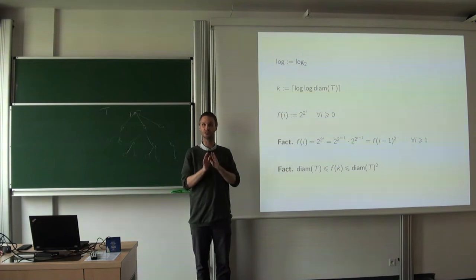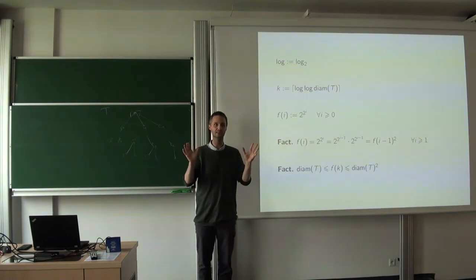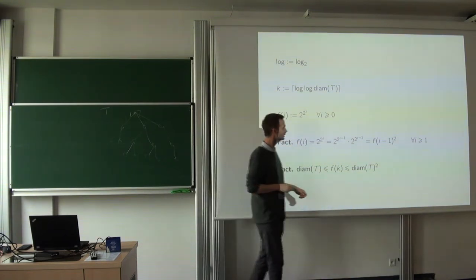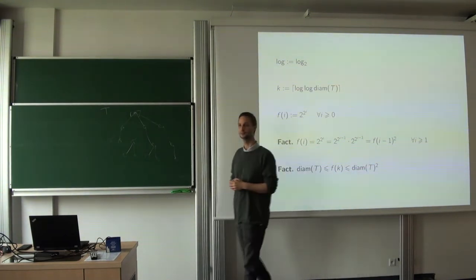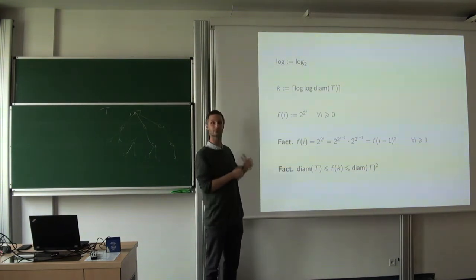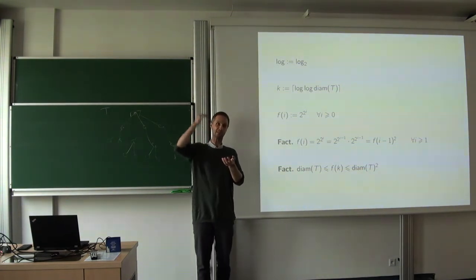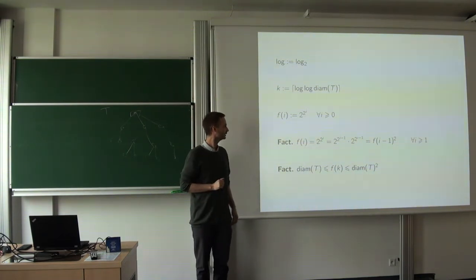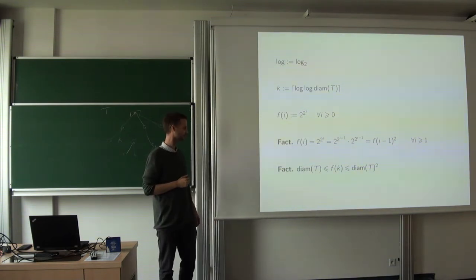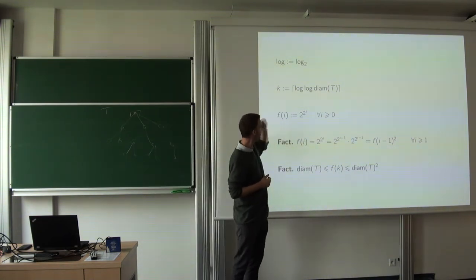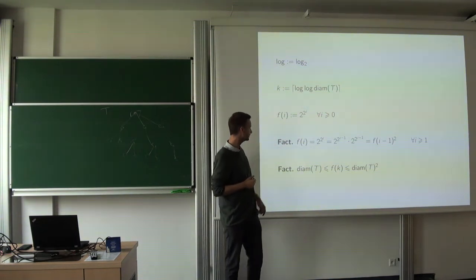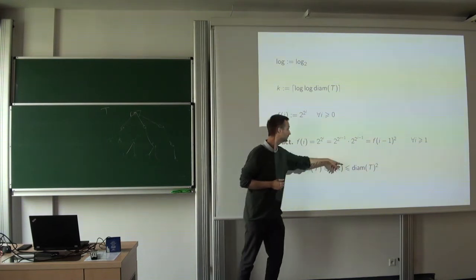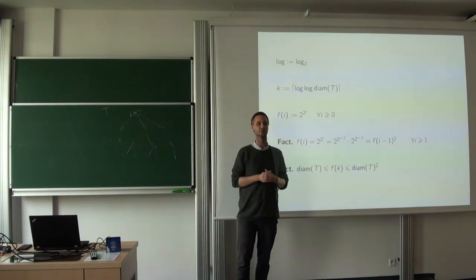The particular shape of this function is not important. What is important, and the only thing we need for the proof to work, is that when i is at least 1, f of i is the square of f of i minus 1. So f of 0 is 2, and then for each next value, you take the square of the previous value. This is the only property that we are going to use: f of i is the square of f of i minus 1. And given how we define k, k is roughly log of the diameter, so f of k is 2 to the 2 to log of the diameter, so it's at least the diameter, but it's at most the diameter squared, because when you take the ceiling, you add at most plus 1.